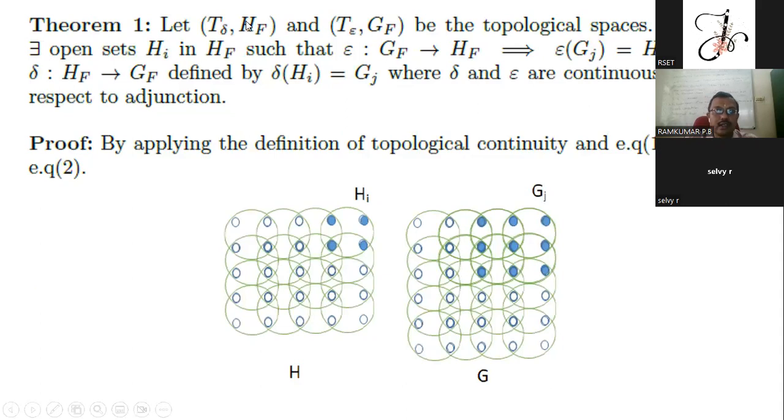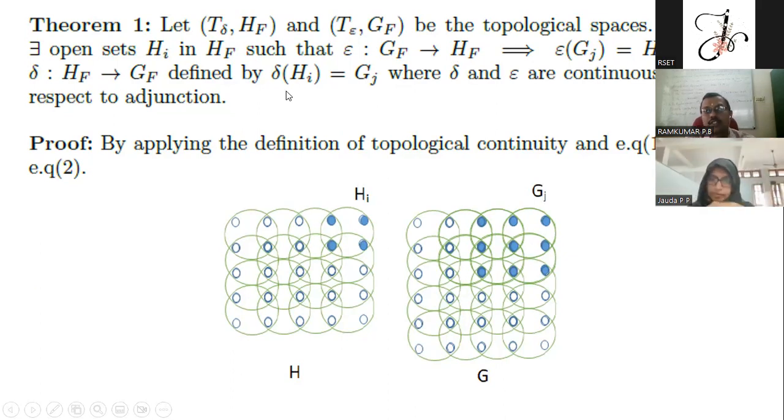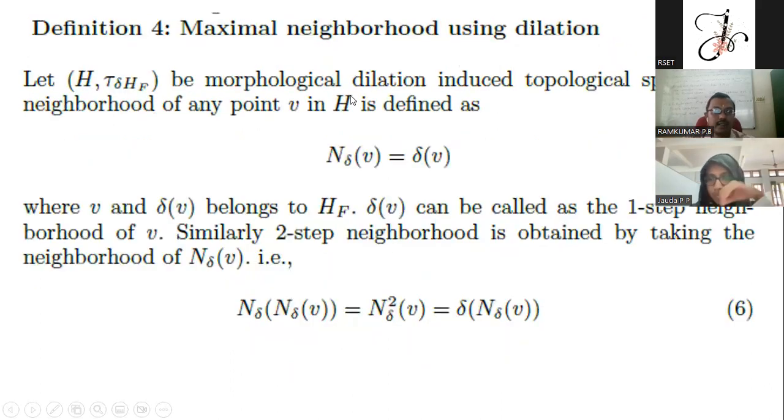So we can state a theorem like this: if we have two topological spaces induced by delta and epsilon, then there exist open sets hi and hi in hf such that epsilon from gf to hf implies epsilon of gj equal to hi, and delta of mapping from hf to gf defined by delta of hi equal to gj, where delta and epsilon are continuous with respect to adjunction.